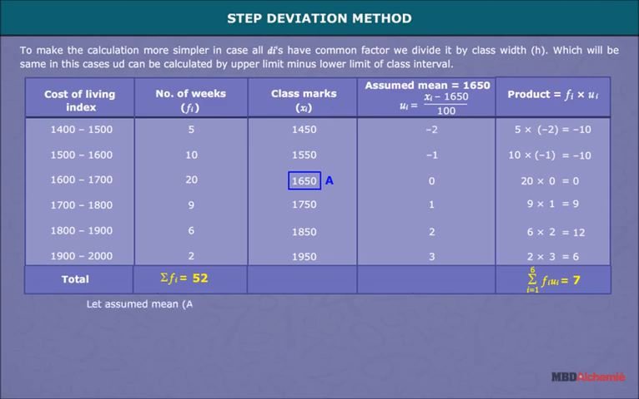Now the mean of the given data can be found by using the formula: mean is equal to a plus (sigma fi ui divided by sigma fi) into h. Now, after putting in all values, we get the mean cost of living index as 1663.46.